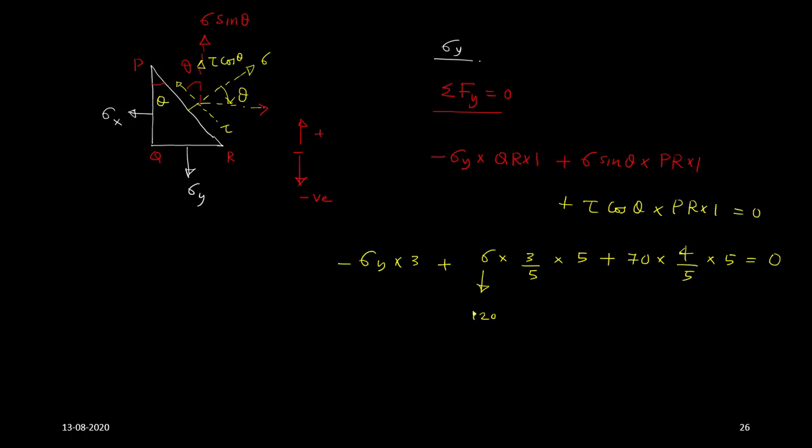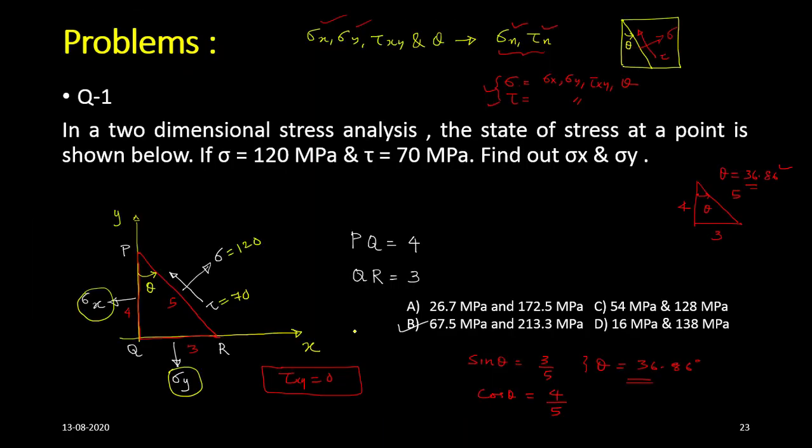So you can simplify this equation to solve for sigma y, and finally you will be getting sigma y equal to plus 213.3 Newton per millimeter square. So this is a tensile stress. So this is your final answer. You can see the options. We got the same answer as in the case of the previous method, and the correct answer is option B.